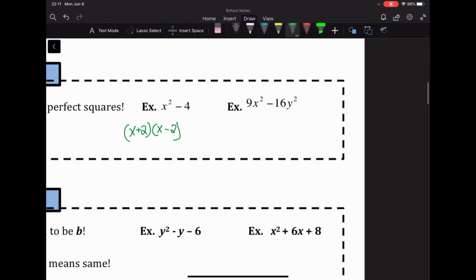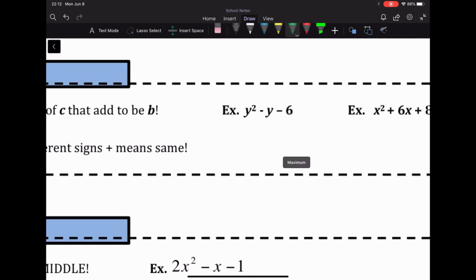And so now our next one's going to be a little bit more involved. So let's set up our parentheses first. The square root that we have here is going to be 3x, and we can put that in both of these. And now we're going to need to have an addition sign and a subtraction sign. And the square root of our second term is going to be 4y. So we'll include that there. So we have 3x plus 4y, 3x minus 4y.